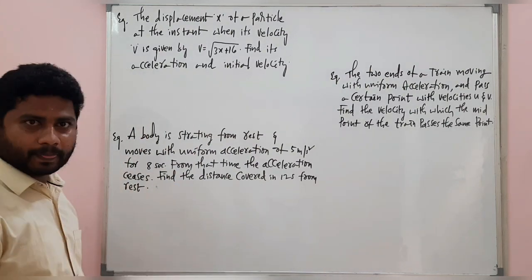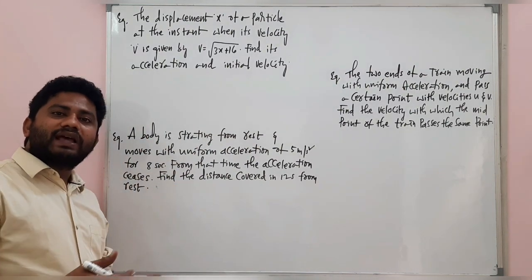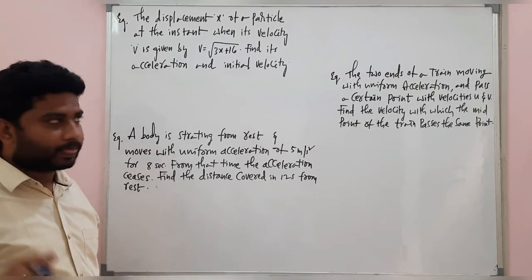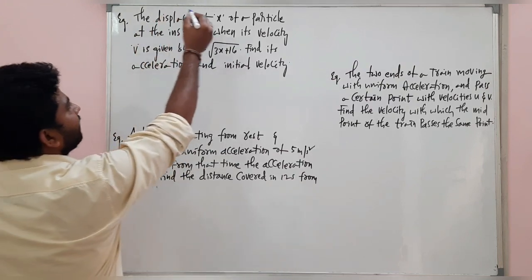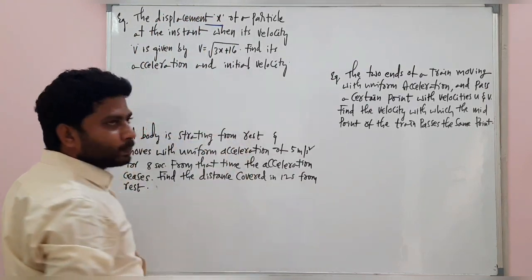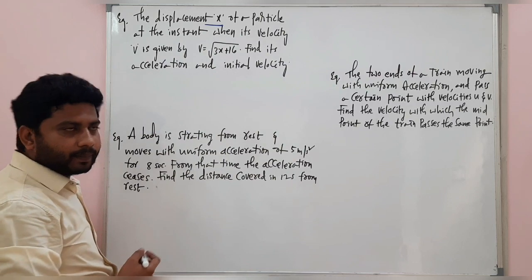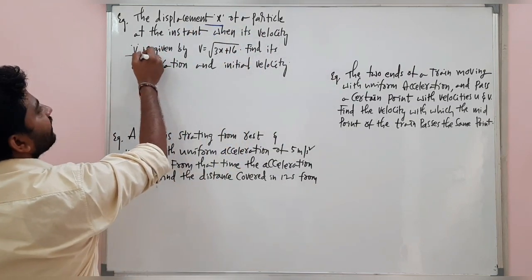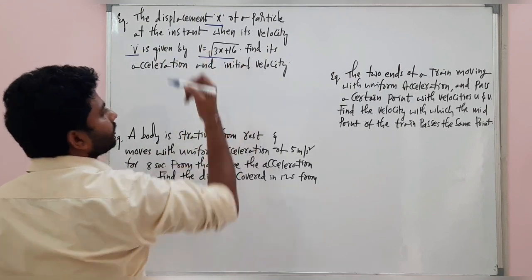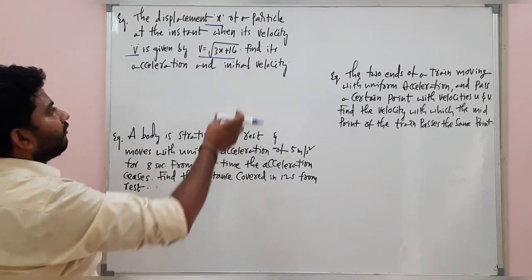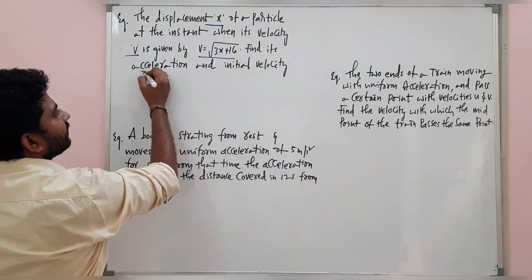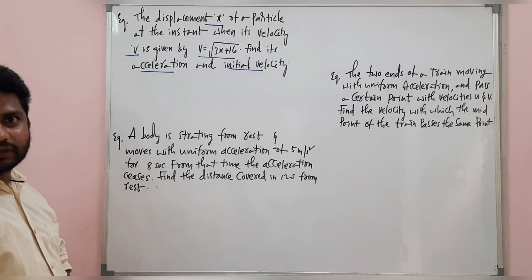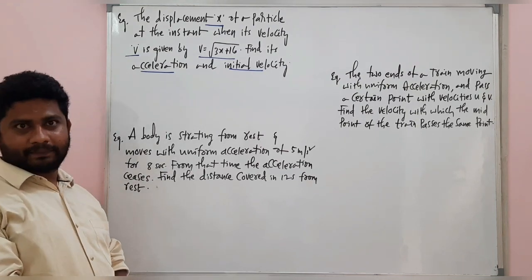The first question. The next 2-3 classes will be completely of numericals, my dear students. The displacement x of a particle at the instant when its velocity v is given by this one. Find its acceleration and initial velocity.